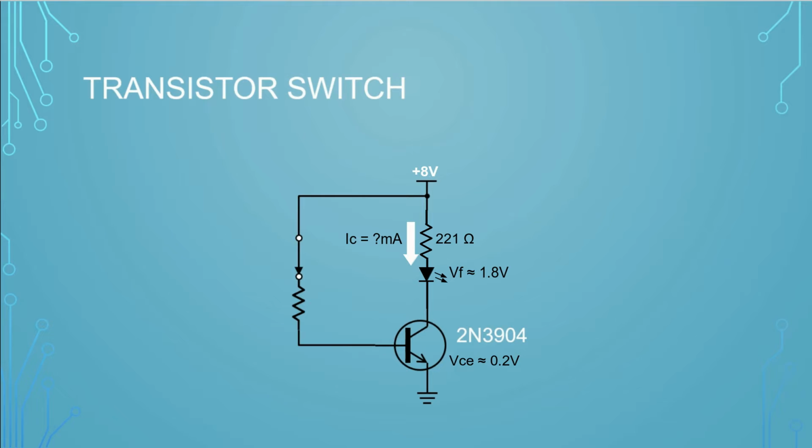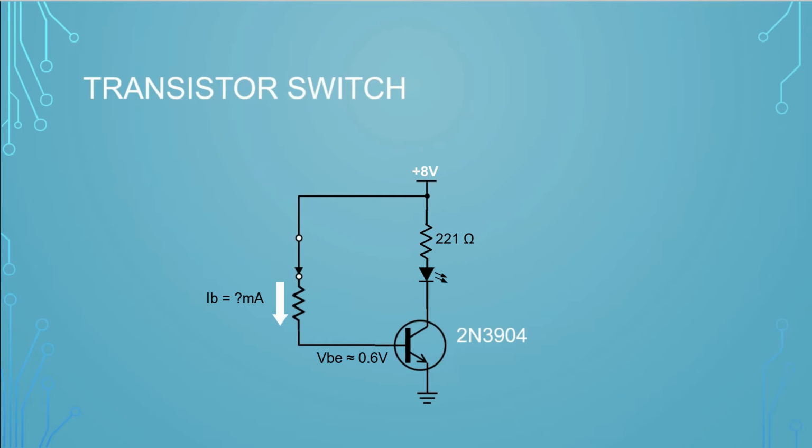So, given this information, we can calculate the collector current by determining the voltage across the resistor. We subtract the voltage drop across the LED and the voltage drop across the transistor from the power supply voltage and then divide by the value of the resistor. This results in a collector current through the transistor of about 27 milliamps, which is plenty of current to light the LED. We can figure out how much base current is needed to switch the transistor on.